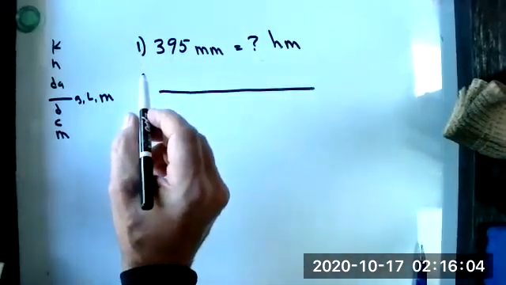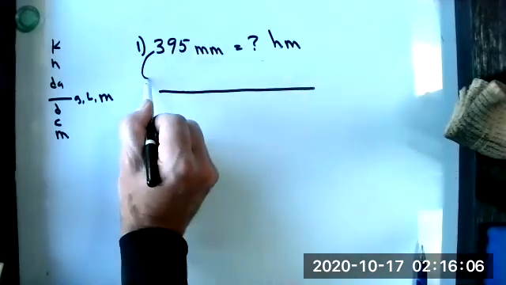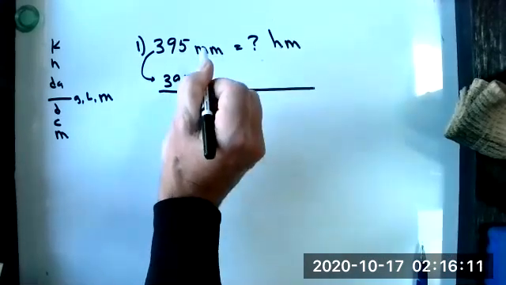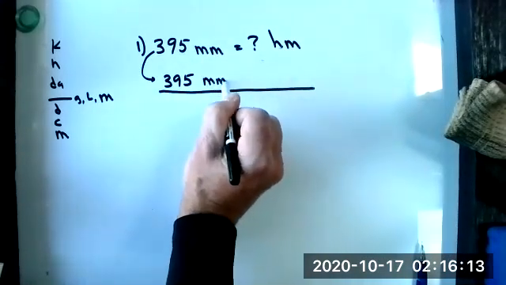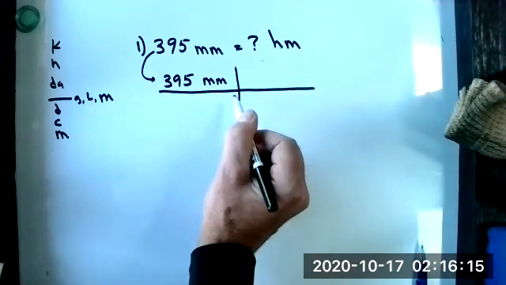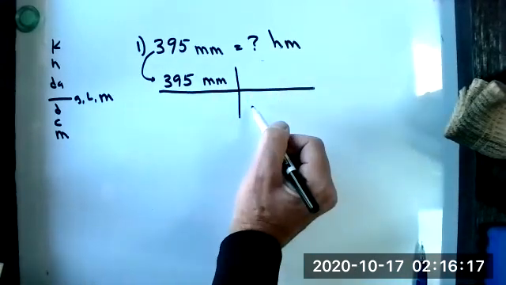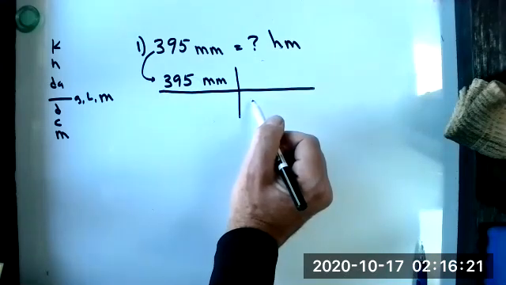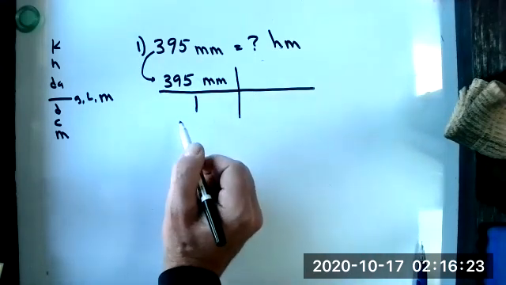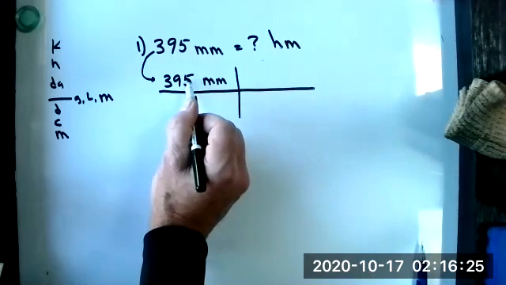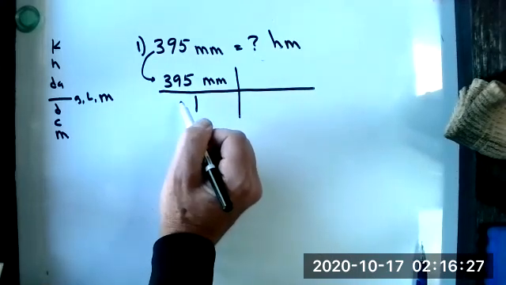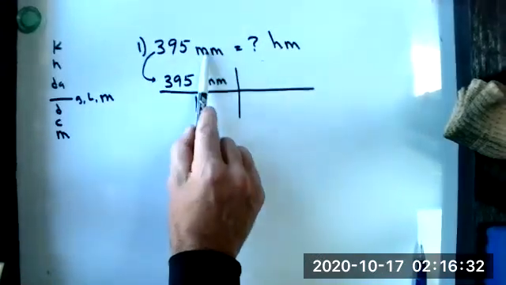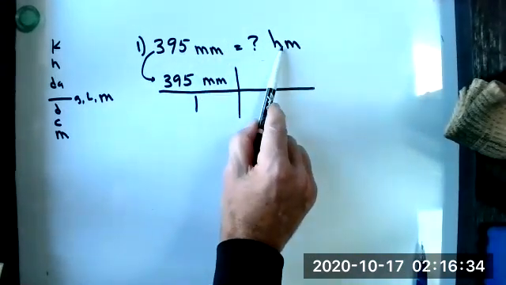The very first thing when you build the bridge, just take the value they give you and simply copy it right on top. Don't forget to take the unit with it. All four parts of this bridge need some kind of number. Now in this case, in the beginning, we're going to put a 1 here, because 395 divided by 1 is still 395, but it sets up this whole bridge to convert millimeters into hectometers.